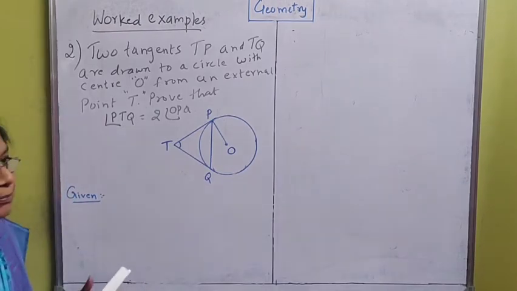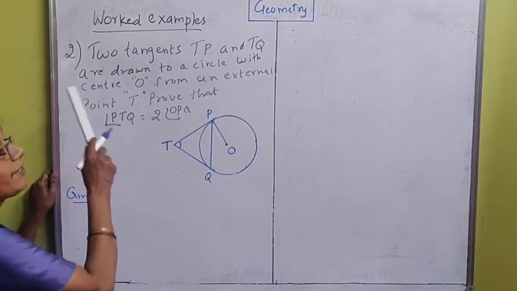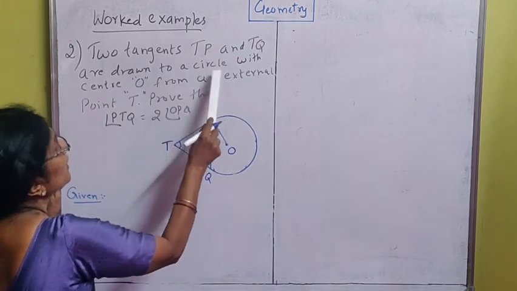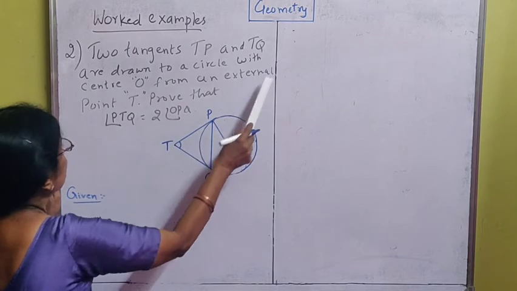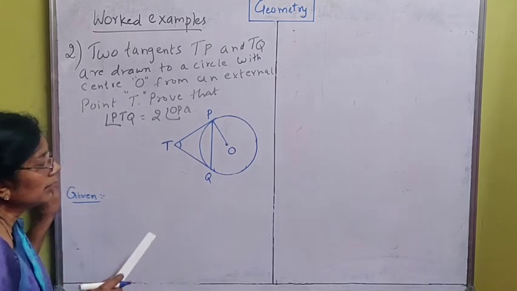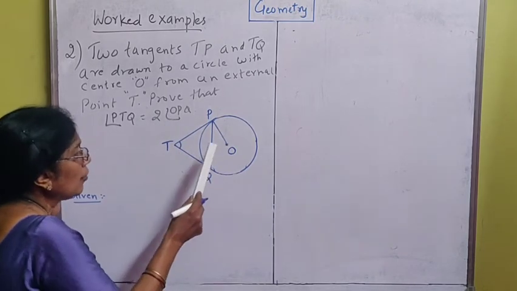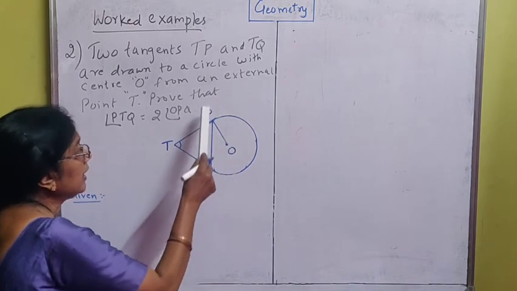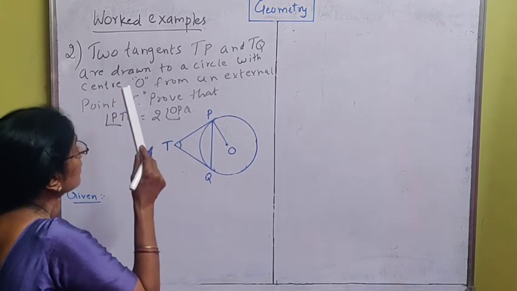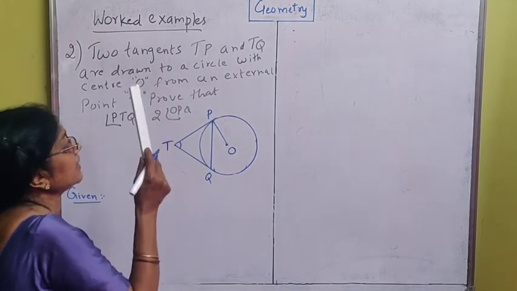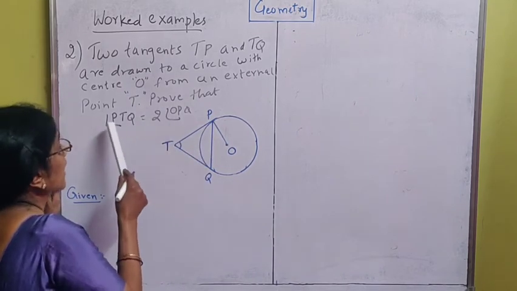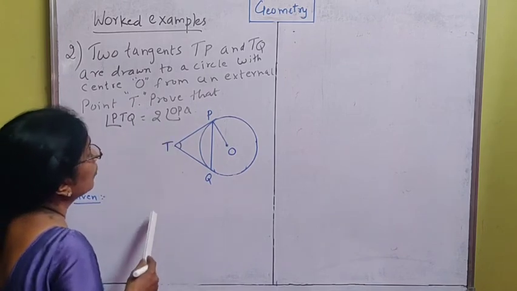This is the second worked example. What is given in the second worked example? I will read the worked example. Two tangents TP and TQ are drawn to a circle with center O from an external point T. Prove that angle PTQ is equal to twice angle OPQ. So, see in the diagram. What is given? O is the center of the circle. PT and QT are the two tangents from external point T. And OP is the radius. And what we have to prove? We have to prove that angle PTQ is equal to twice angle OPQ.